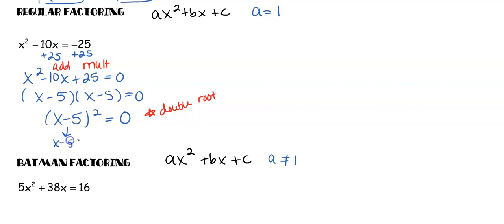So we have x minus 5 is equal to 0. We move our 5 over. So we have one unique real solution at x equals 5.